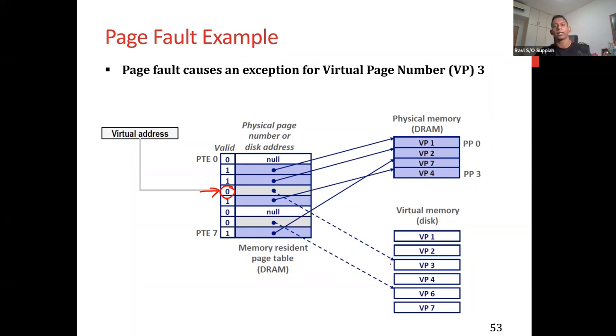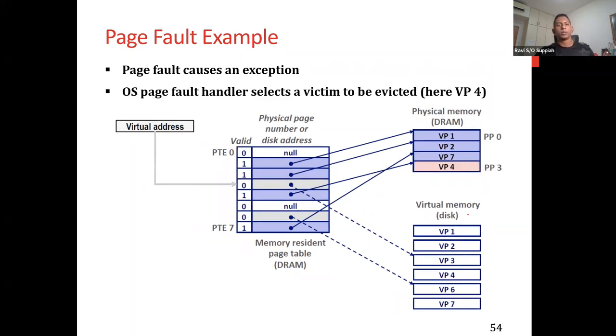raise an exception. When I raise the exception, I know that this page that I want needs to be loaded to my physical memory. Since I load it to my physical memory, I will need to select a victim to be removed. Of course, if my DRAM still has empty slots, then it will naturally point to an empty slot. Again, it depends on how you design the system. If there's an empty slot, you may occupy that slot.